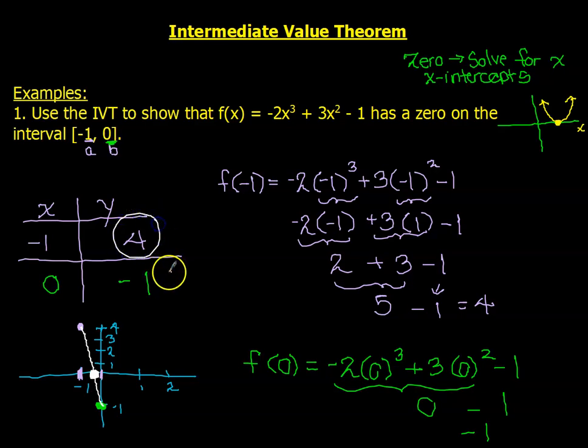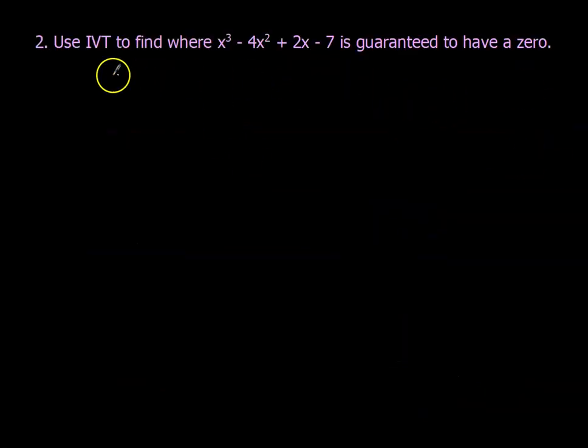There's a sign change. Because if you look, anytime you go from the positive y-axis to the negative y-axis or vice versa, you have to cross the x-axis to get there. And any points on the x-axis are the x-intercepts, which are the zeros. Okay, so we're going to just use a different problem as well.